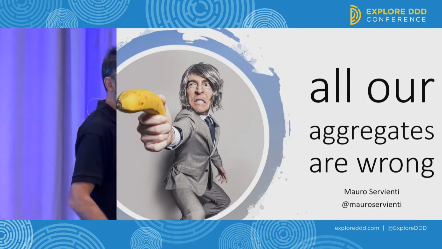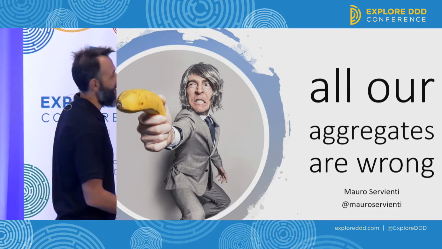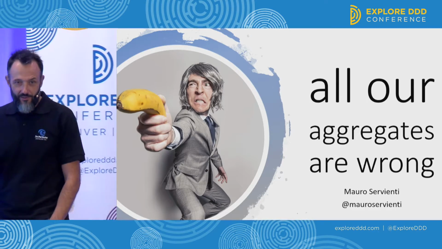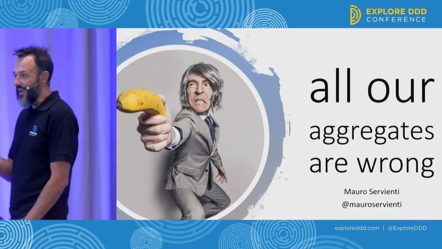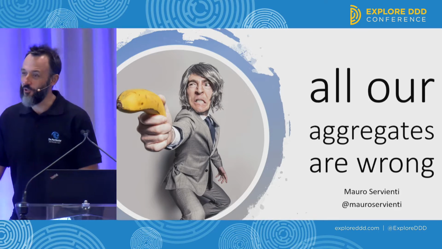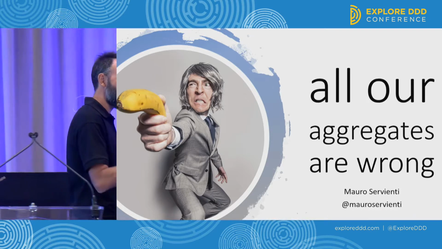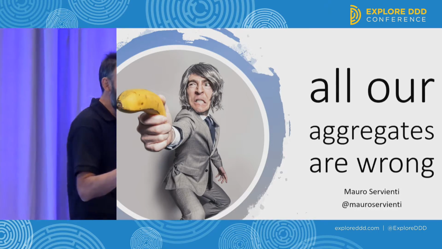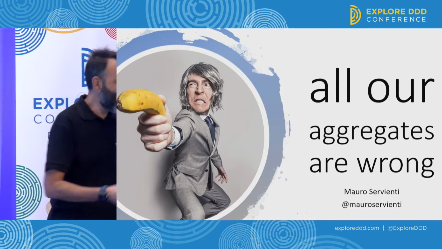So my name is Mauro Servienti, and the last name is pretty complex for Italian as well. And as you may guess by my accent, I'm Italian. So sorry about that. Up to you to decide if you want to be sorry because of my accent or because I'm Italian.